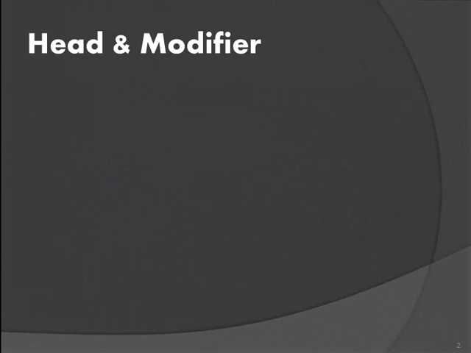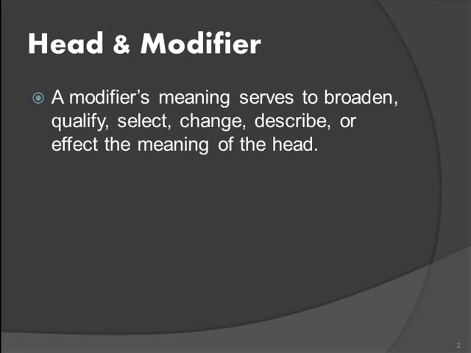Now, structures of modification means a structure with two elements, head and modifier. And the modifier's meaning serves to broaden, qualify, select, change, describe, or affect the meaning of the head. So, in structures of modification, actually we talk about phrase.